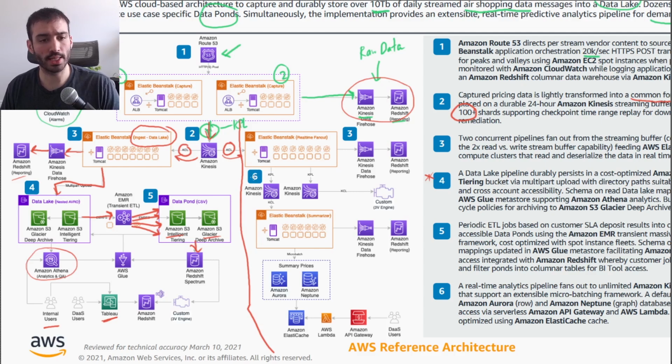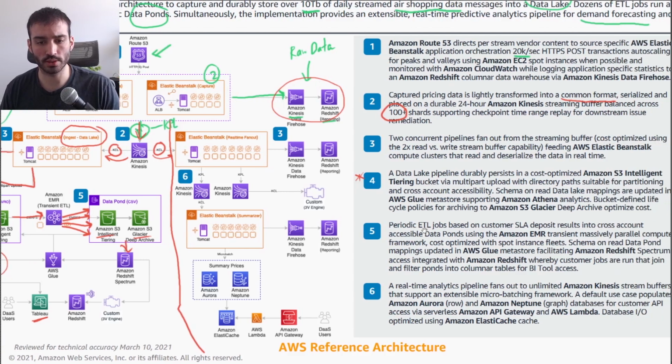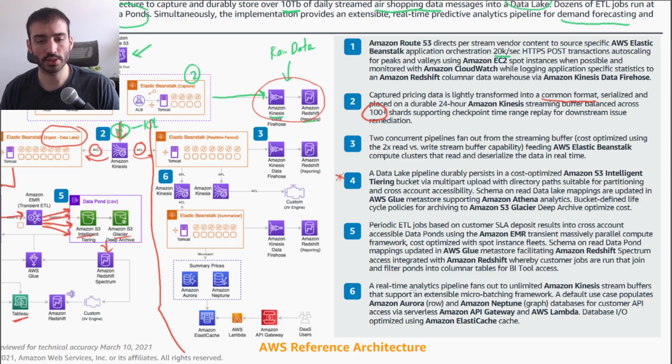So we stopped at 6. That was actually the last one. So what does this thing do? So a real-time analytics pipeline fans out to unlimited Kinesis stream buffers that support an extensible micro-batching framework. A default use case populates Amazon Aurora, which is RDS, by the way, and Amazon Neptune, which is a graph database, for customer API access via serverless Amazon API Gateway and AWS Lambda.